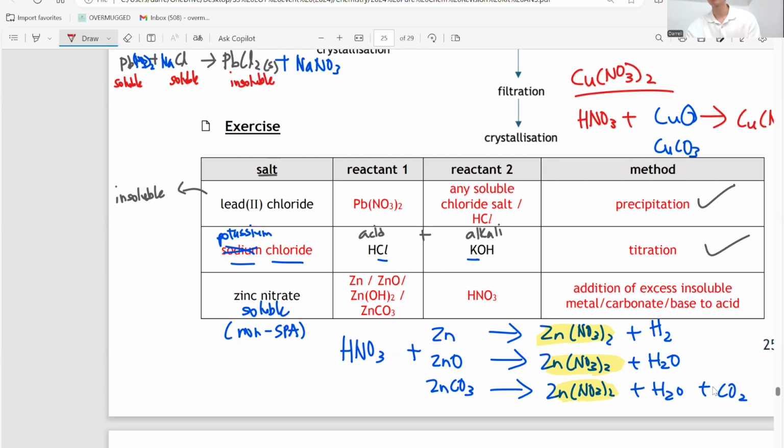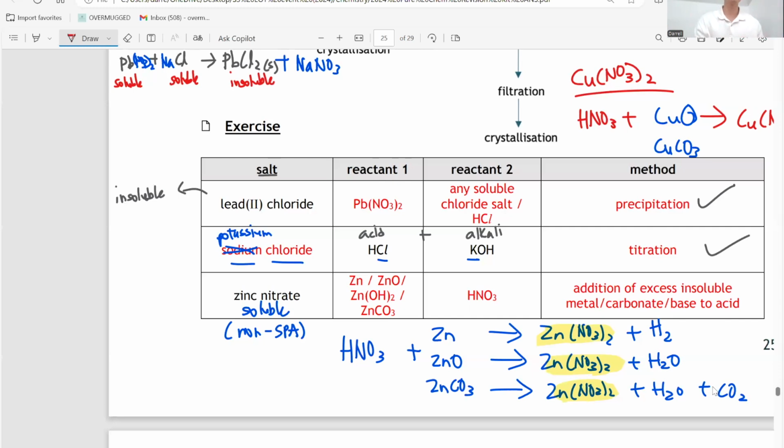HCl. Because when I do so, acid plus alkaline, it gives me two products. What are the two? Salt plus water. So the salt itself is potassium chloride. With my potassium chloride in a water solution, I'll do crystallization to obtain the solid version of my salt. That is how titration works. So what am I telling you here? If it's titration, 90% of the time it is acid plus alkaline.